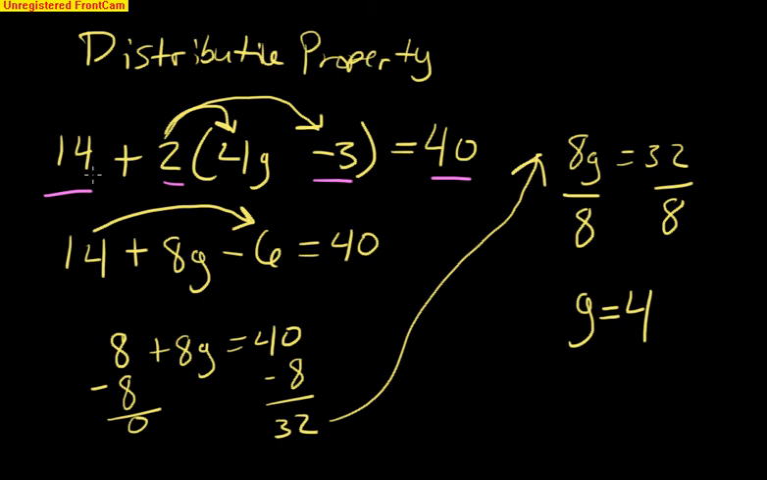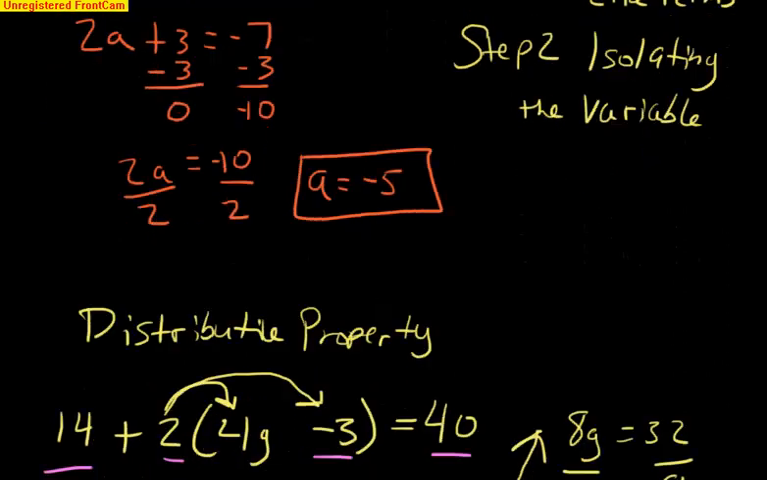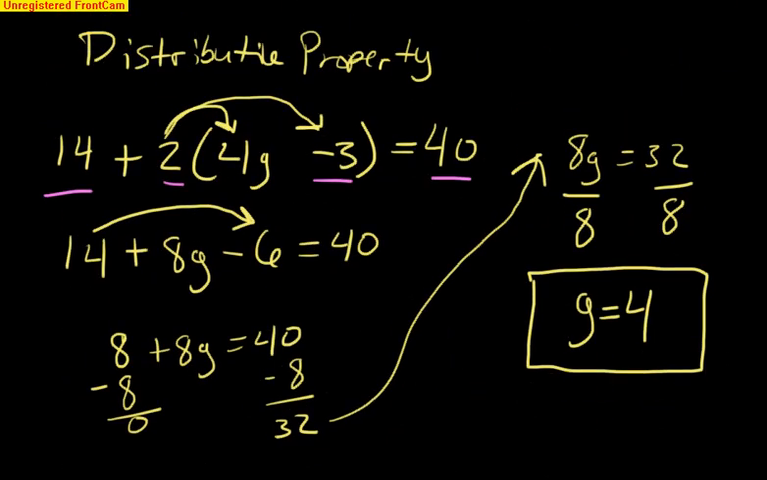Now I go back and I check. Did I lose a negative anywhere? No, I did not. G equals 4. That's an example using the distributive property. So we have our two types of multi-step equations. The first being just a simple multi-step equation where I combine like terms and isolate the variable. The second is the distributive property, where I use the distributive property, then I combine my like terms, and then I isolate my variable.